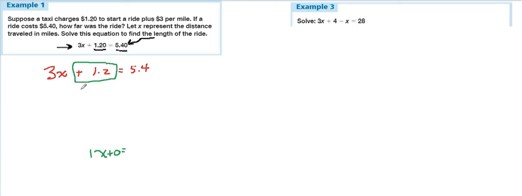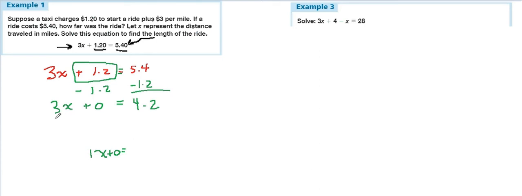So how can we make this plus 0? We're going to subtract 1.2, and to keep the scale level, we need to do it to both sides. So that puts me at plus 0, basically, which will just fall off. Still equal to 1.2, take that away, that means 4.2.